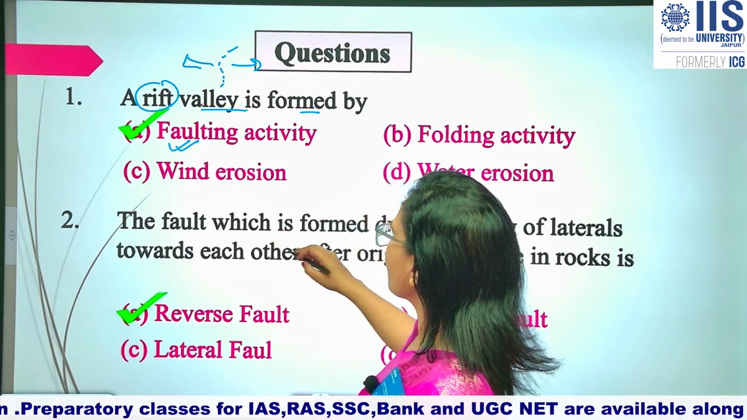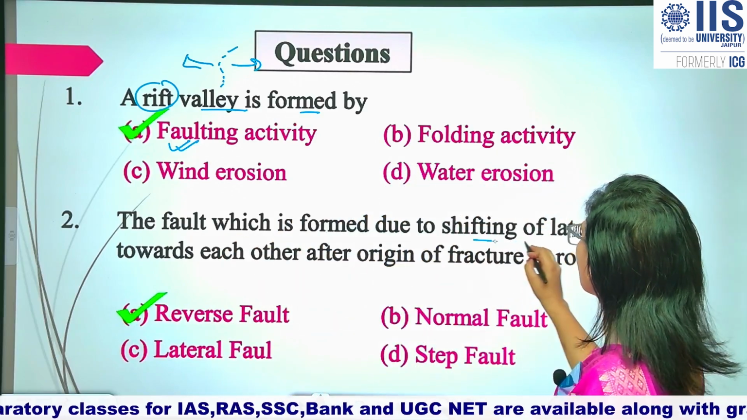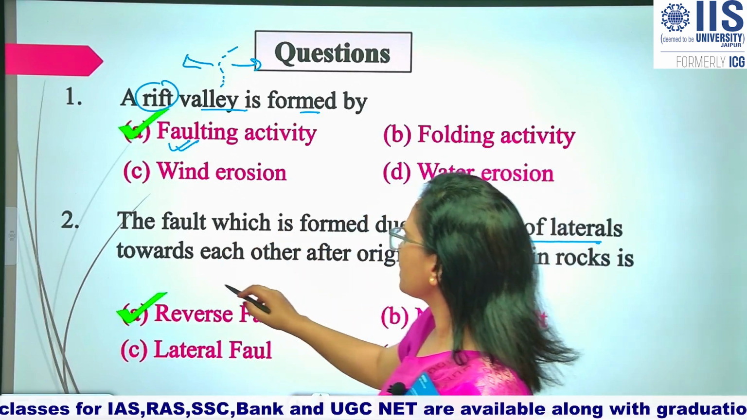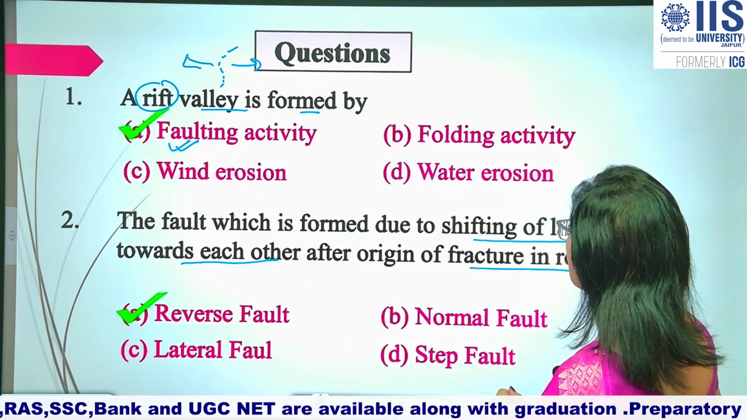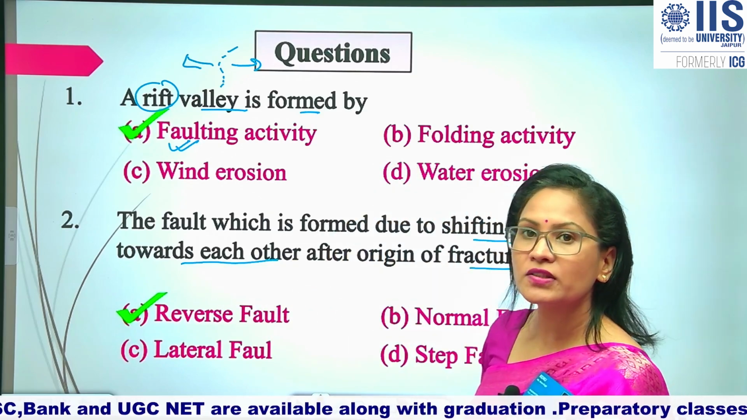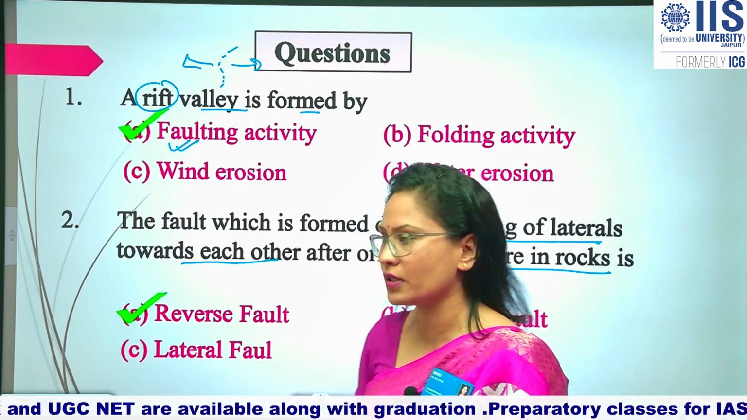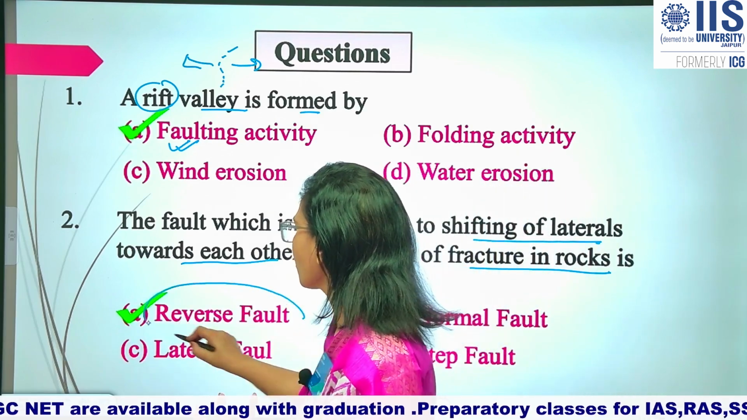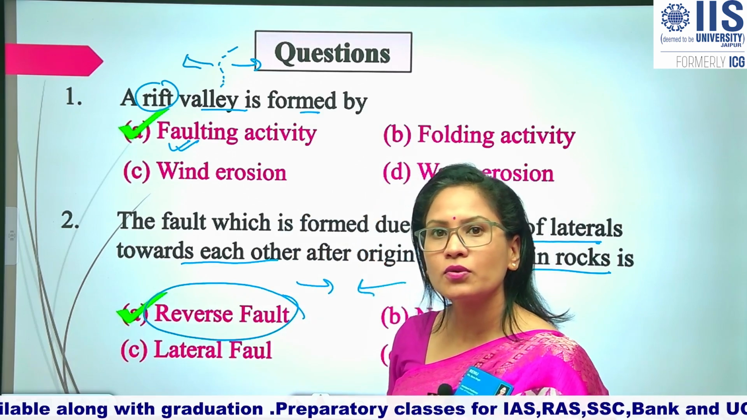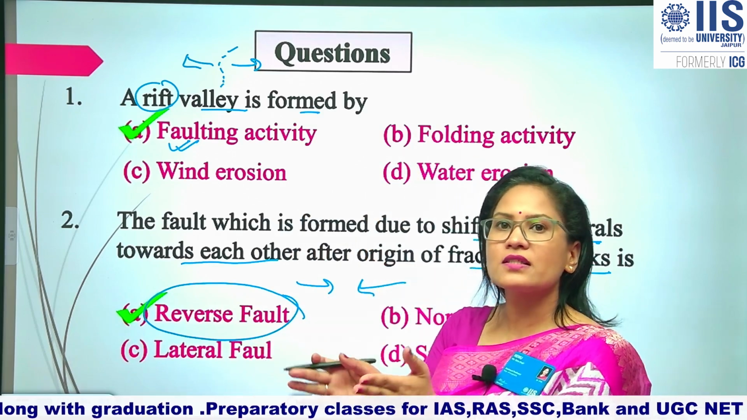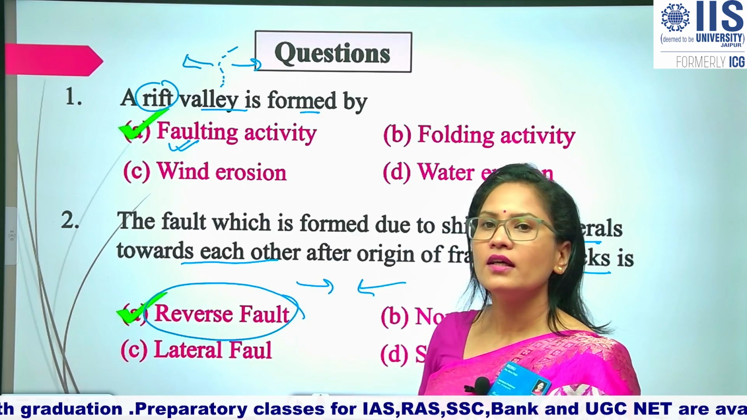The next question is: the fault which is formed due to the shifting of lateral blocks towards each other after origin and fracture in rocks. It means that the question is asking about the exception, that is reverse fault, because reverse fault is formed due to the horizontal compressive force, not because of the tensional force.